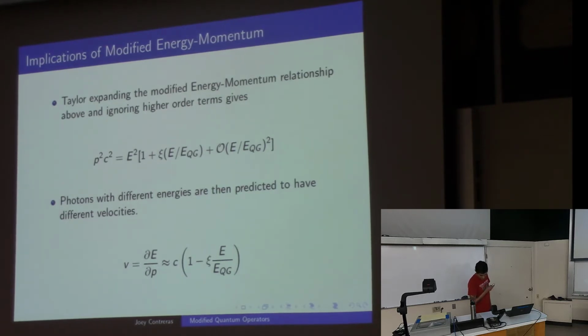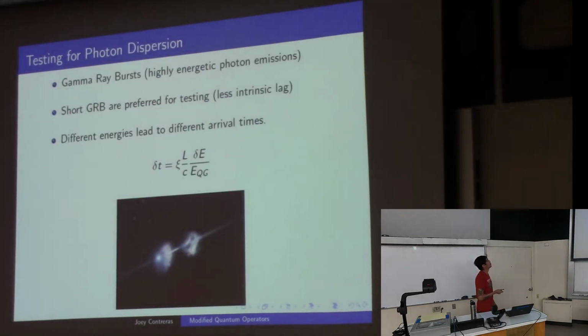Now, what is a potential way to check for this, right? Well, one potential way is to measure for time delay in photon emissions from distant sources. And so, gamma ray bursts.